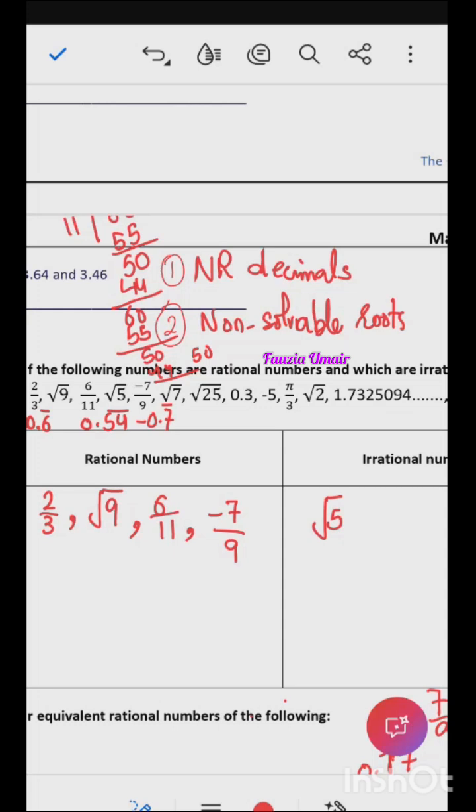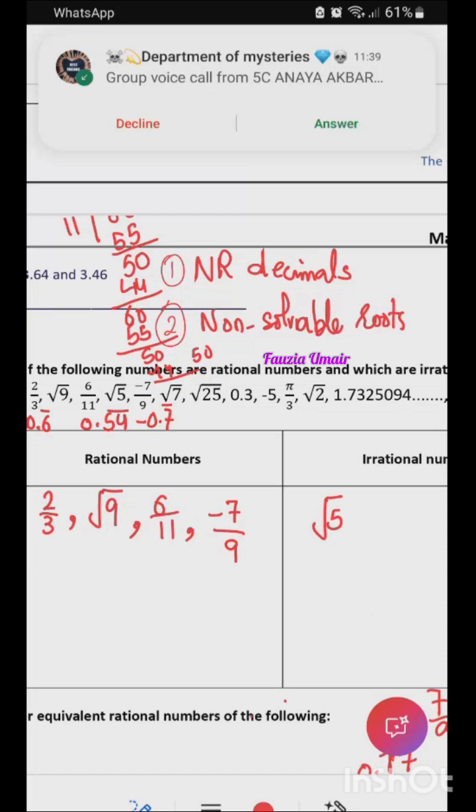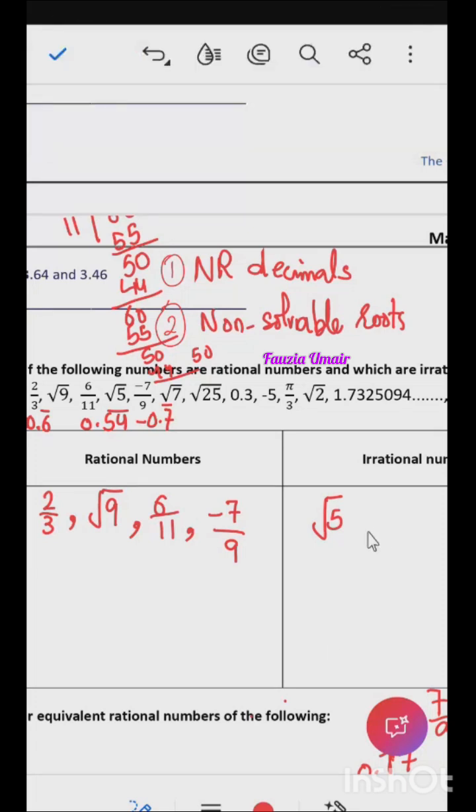So Haris, you were saying something. Do you know the answer? What is the square root of 7? It is an irrational number. Why is it irrational? Because it is a non-solvable root.